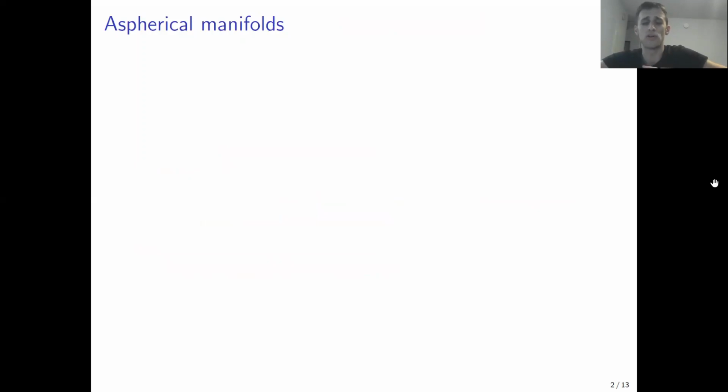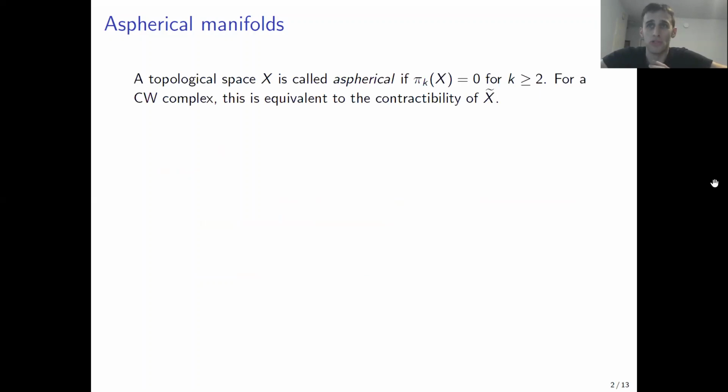Namely, these are aspherical manifolds. A manifold, or more generally a topological space, X is called aspherical if its higher homotopy groups are 0. That is, pi_k of X is 0 for k at least 2. Note that the construction on the previous slide, M0 cross S^k, would not satisfy this condition, since pi_k is non-zero, so that wouldn't be aspherical. If you have a CW complex, for example a manifold, then an equivalent characterization of being aspherical is that its universal cover is contractible.